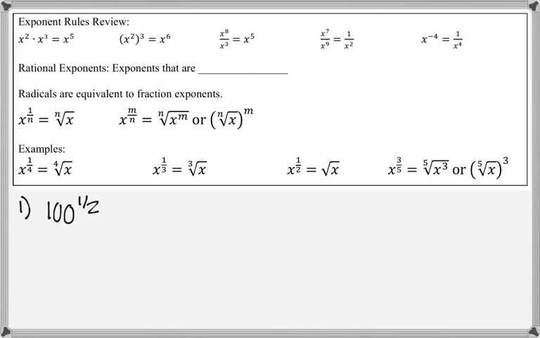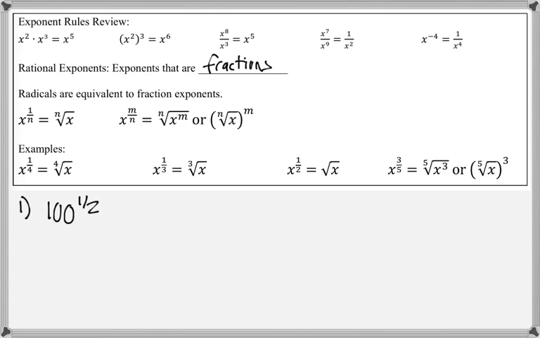So rational exponents, this is the name for exponents that are fractions. The radicals that we've been looking at, the square roots, are equivalent to fraction exponents. So you can say the square root, or you can say the 1/2 power, and they mean the same thing. So the template is x to the 1 over n is equal to the nth root of x. And then also x to the m over n is equal to the nth root of x to the m. And you can write it like that, or you can write it like that.